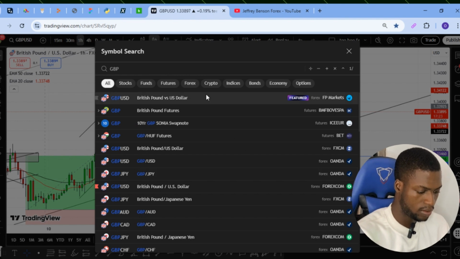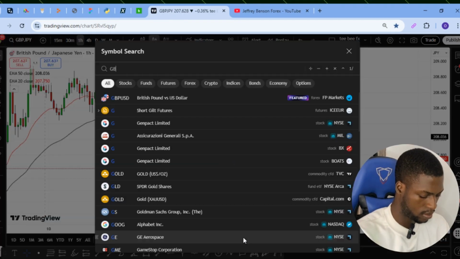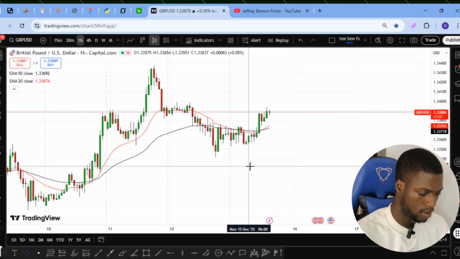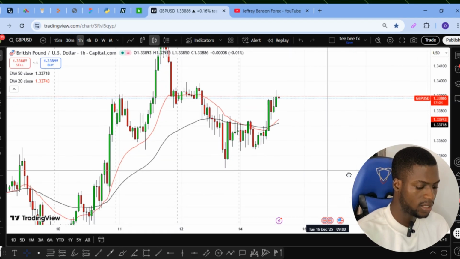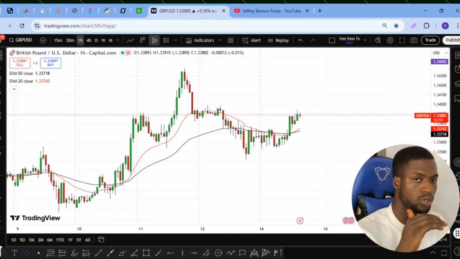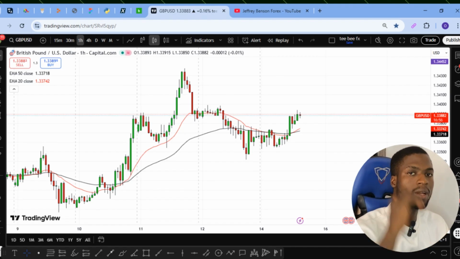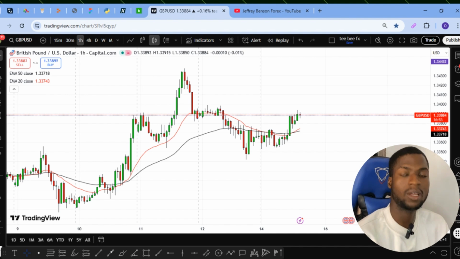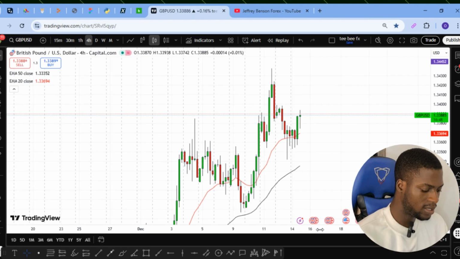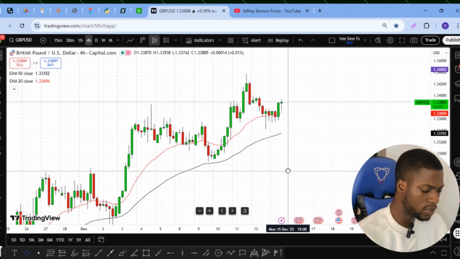GBP USD. Yeah, this is another clear chart that I can use to redo my analysis. Now I'm going to do a top-down analysis from the 4-hour down to the 1 hour to see what we have and how I get to generate this signal. So on the 4-hour time frame, market is obviously in an uptrend, as we all can see.